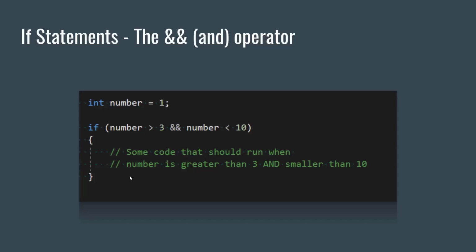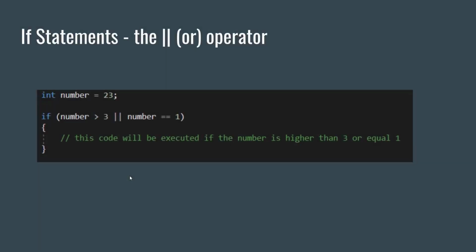What if we want to check multiple conditions, but only one of them has to be true? Well, then we can use the OR operator. So let's say we have this number, 23, and if number is bigger than 3 or is equal to 1, then the code will be executed. So in this case, if the number is 1, the code in the curly brackets would be executed, or if it's anything that is higher than 3, then the code will be executed.